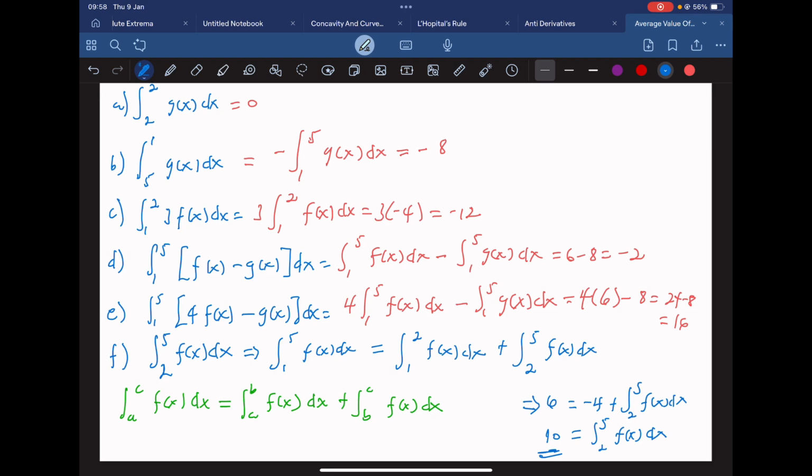So that is it for today's lesson on finding the average value of a continuous function. I hope this breakdown made the concept clear and approachable.